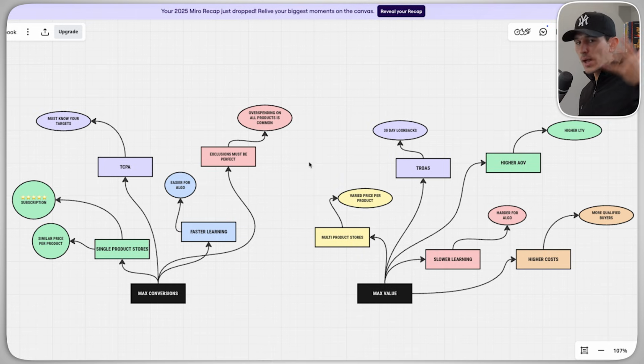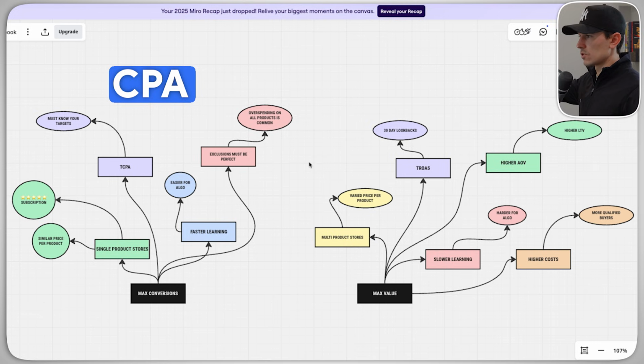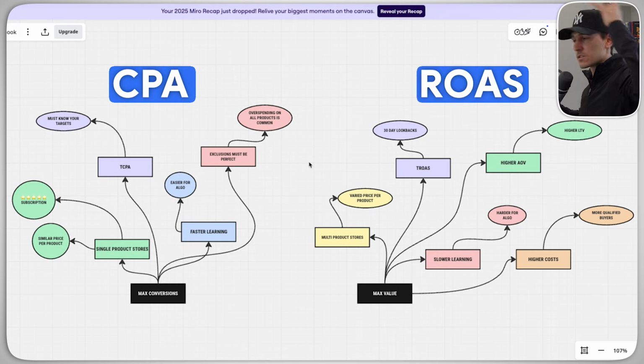If you are a multi-product store with a variety of prices per product, then you're probably going to immediately lean to max conversions value. On the flip side, if you are a single product store or your products are very similar in price, then you might start leaning to max conversions. The easiest way I like to think about this is think about how you measure success in your business. If you care about cost per acquisition, run max conversions. If you care about ROAS, run max value. That's the easiest barometer for what to choose.